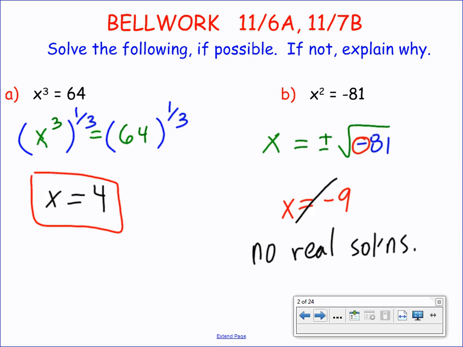Okay, let's make a connection to the graphical appearance of my function and the number of real solutions. So everybody, let's look back at our first one, letter A. x cubed equals 64. If I were to go ahead and call the left side of that equation a function, y sub 1, and enter in my grapher, what would x cubed look like?